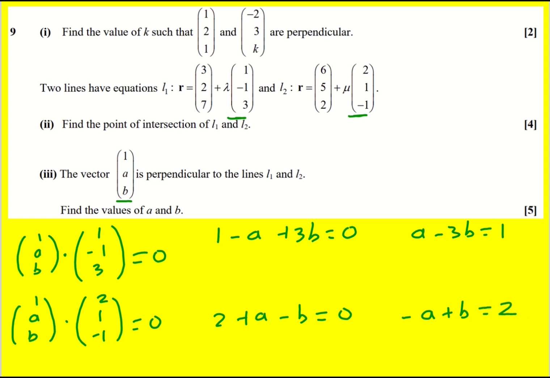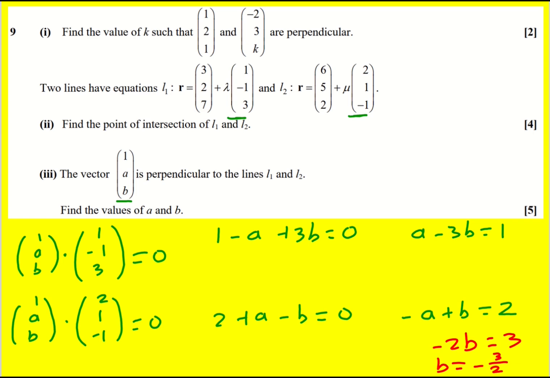I can add these two together. I've got simultaneous equations. If you add them, the a's cancel. That will leave me with minus 3b plus b, which is minus 2b, and I'm going to get 3. Therefore, b is equal to minus 3 over 2, or minus 1.5.